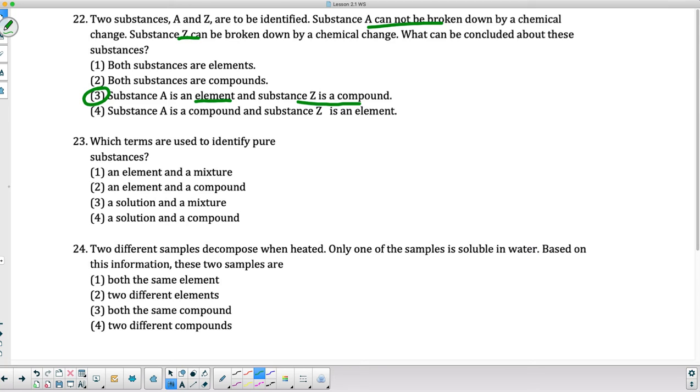Two different samples decompose when heated. Only one of the samples is soluble in water. Based on this information, these two samples are both the same element. Nope, because two different samples decompose. Okay, so both the same compound, two different elements, or two different compounds. I would say it's two different compounds because both of them decompose, which only compounds can do. But one of them is soluble in water. Soluble means it can dissolve in water. When you dissolve something in water, that's how you get a solution, or one way you can get a solution. So based on this information, these two samples are two different compounds.